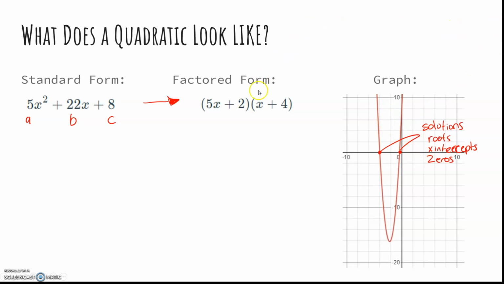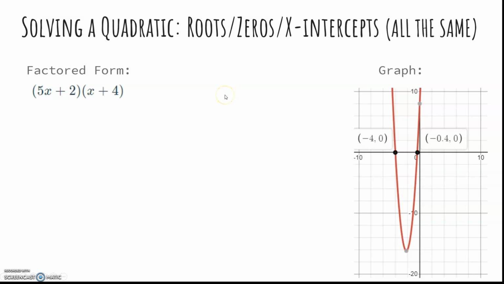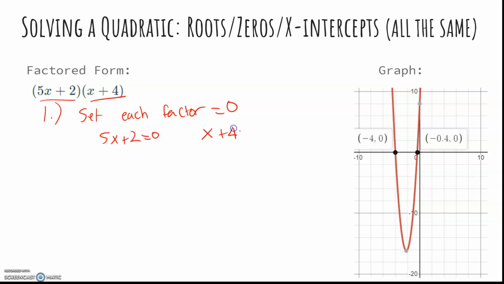Well, we're going to solve those factors. And what that literally means is 2 steps. So once you have your factored form, which we have, we're going to set each factor equal to 0. So what I really mean is I'm going to take a set of parentheses right here and set it equal to 0. So 5x plus 2 is equal to 0. And I have x plus 4 is equal to 0. And then my second step is I'm going to solve for x.